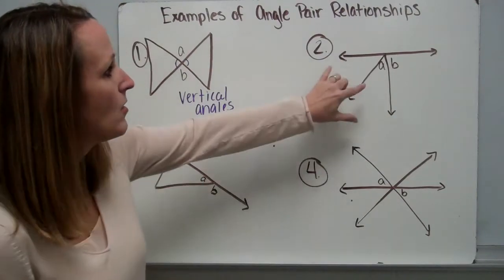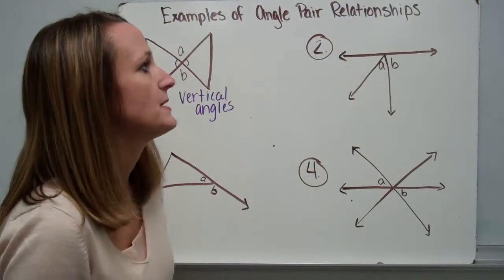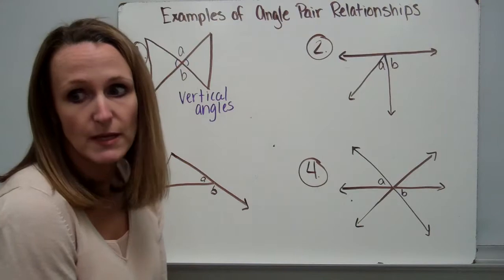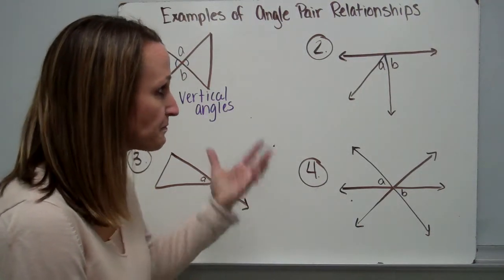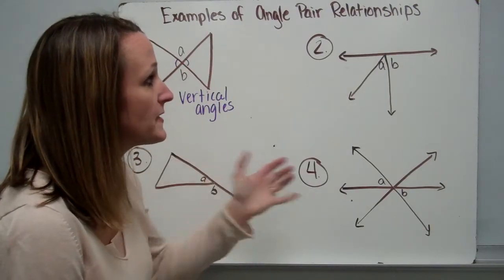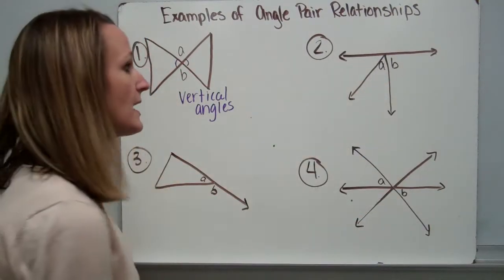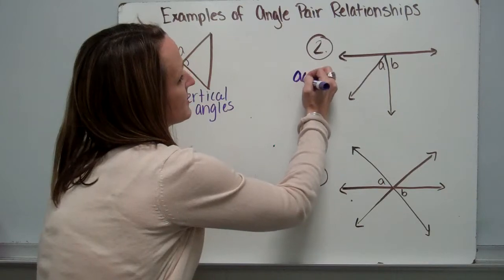Okay. Over here we have A beside B. We know nothing else. We don't know any numbers. We don't know if they complement, we don't know if they supplement, but we do know that they're side by side. So we can call these adjacent.